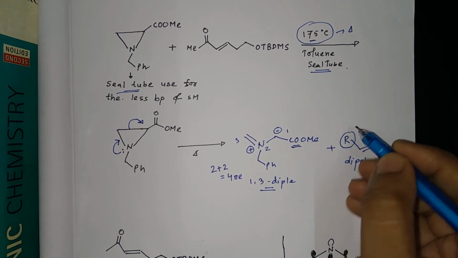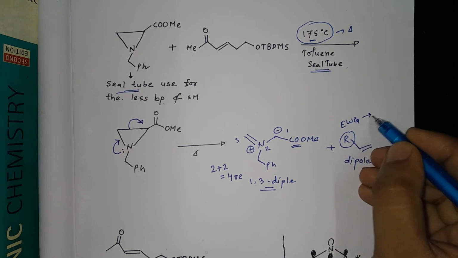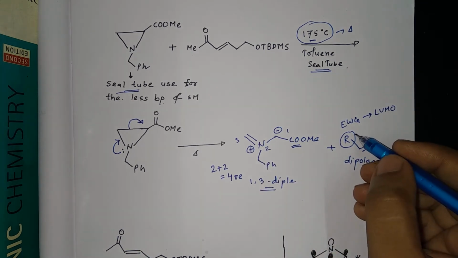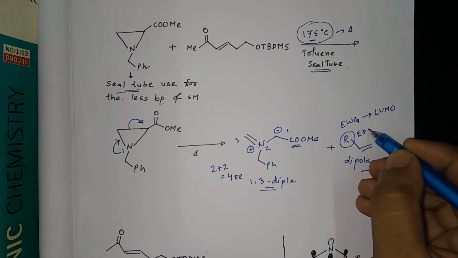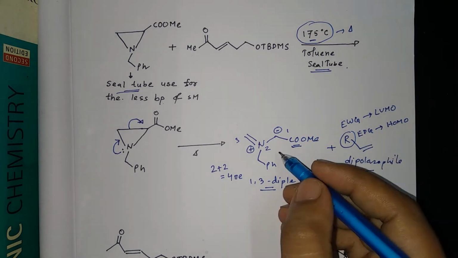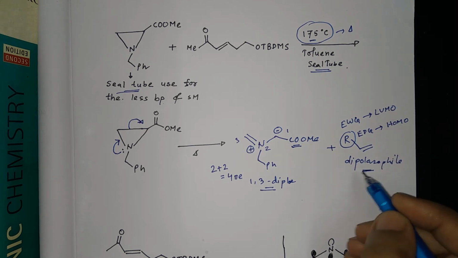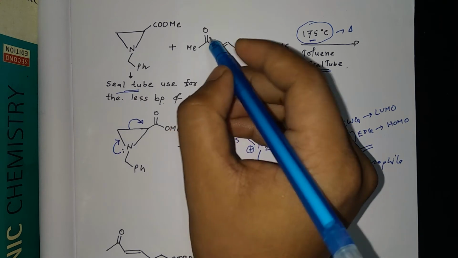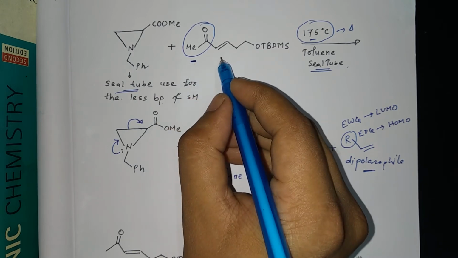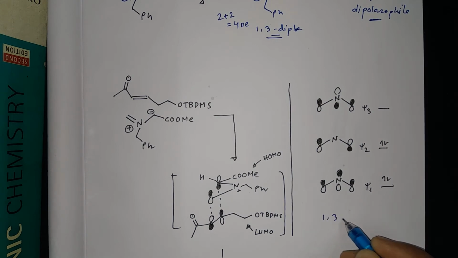And if the R group is an electron withdrawing group, then the LUMO of the dipolarophile will react with the HOMO of the 1,3 dipole, and the opposite thing will happen if it is an electron donating group. So in that case, HOMO of the dipolarophile will react with the LUMO of the 1,3 dipole. So depending on the dipolarophile, it will choose its frontier molecular orbital. In our case, it is given as electron withdrawing group, so the LUMO of the dipolarophile will react. So this is the frontier molecular orbital of the 1,3 dipole.